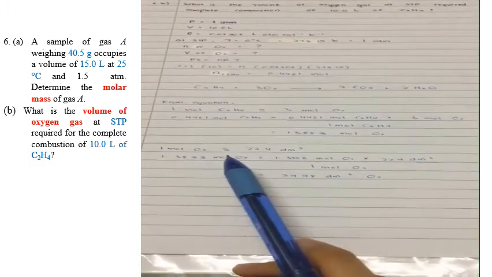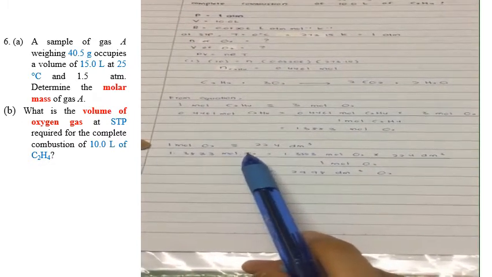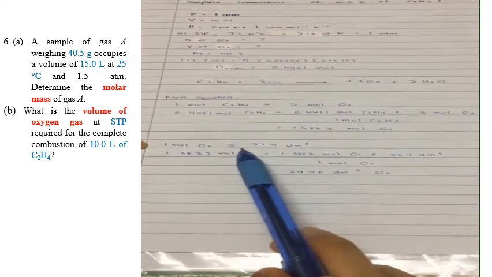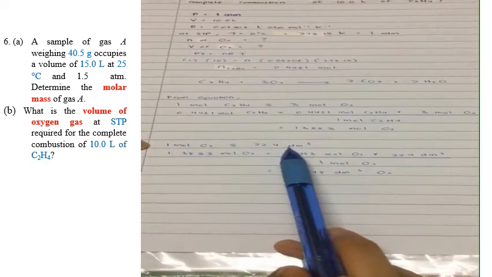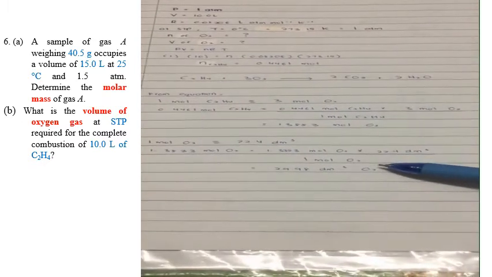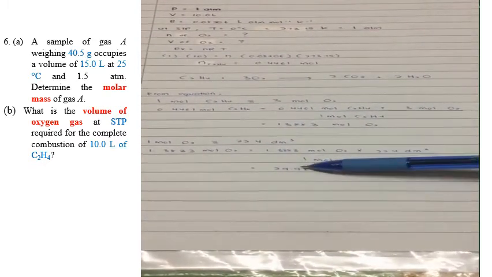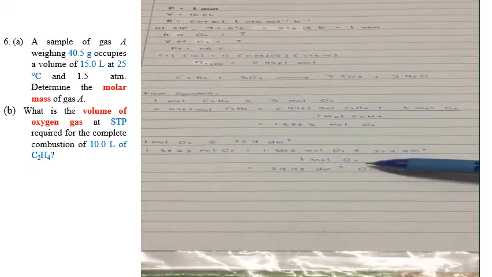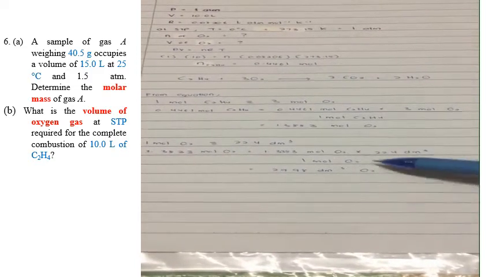Lastly, again, we will use stoichiometry. 1 mole O2 is equivalent to 22.4 dm3. So lastly, at the end, we will get 29.98 dm3 of O2. This is the volume. Thank you.